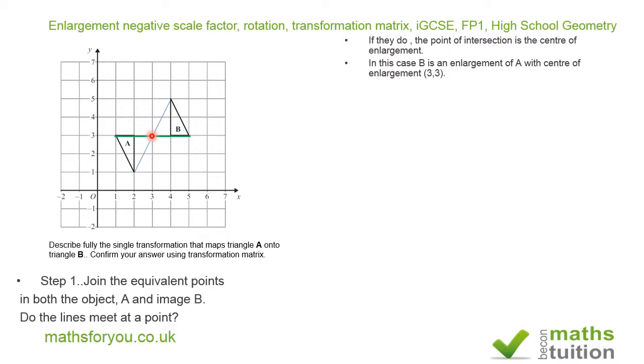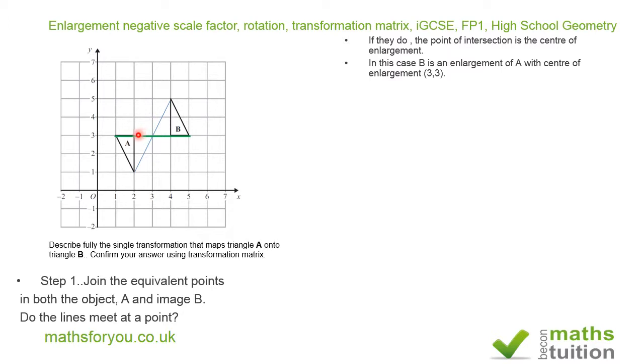And similarly, if I want to move from the center of enlargement to the point 2, 1 of the object, and then to the equivalent point on the image, I'm going to move in the opposite direction, again confirming that our enlargement has got a negative scale factor.